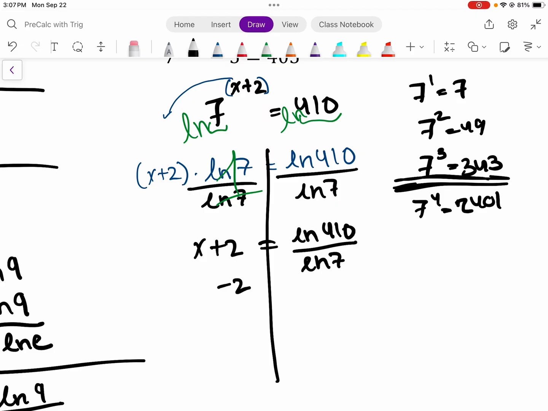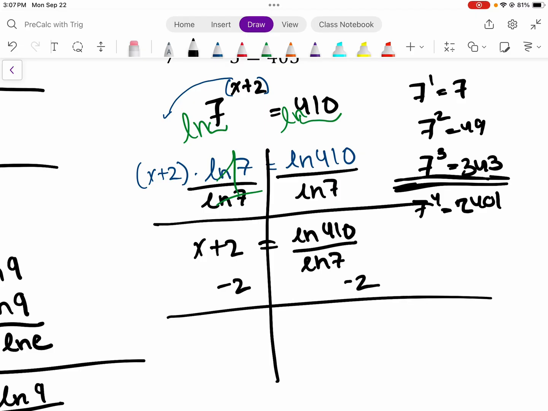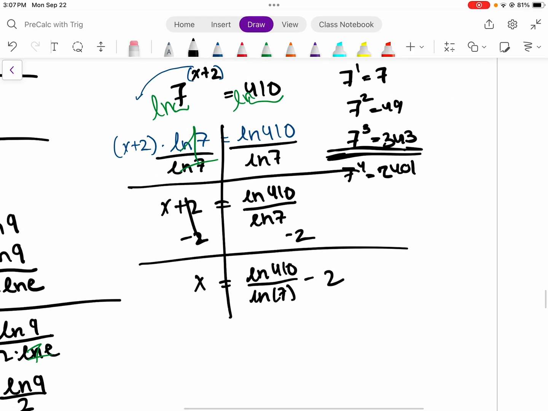And then I'm going to minus 2 from both sides. So that becomes a 1, and I'm left with x is equal to the natural log of 410 divided by the natural log of 7 minus 2. And don't worry about having a big expression. You're going to put everything into the calculator, so it should be fine. So the natural log of 410 divided by the natural log of 7 minus 2, and we get x is equal to 1.091.